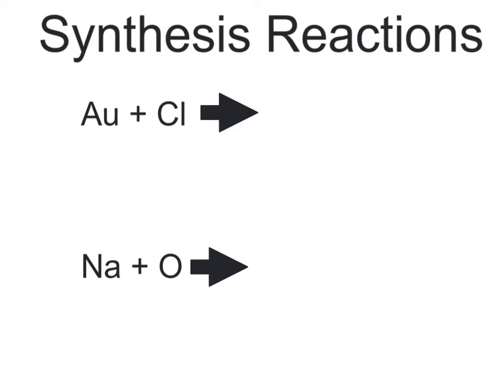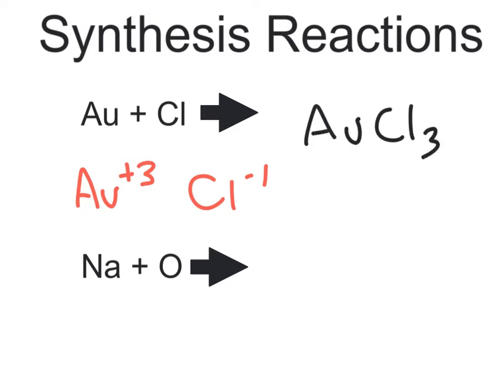When we're dealing with a synthesis reaction, we want to look at the charges of the two elements that are the reactants. Gold is Au plus 3, and chlorine is Cl minus 1. When we crisscross these two elements, we end up with the formula AuCl3.